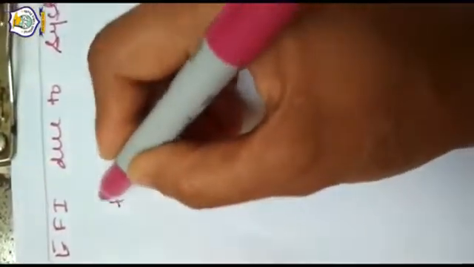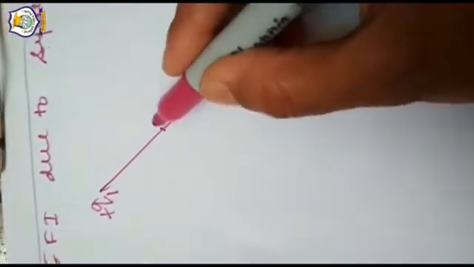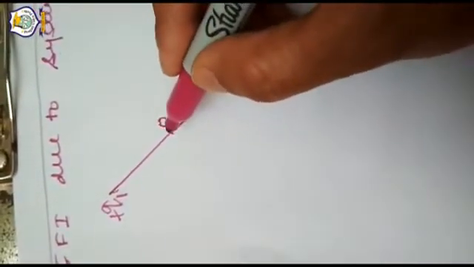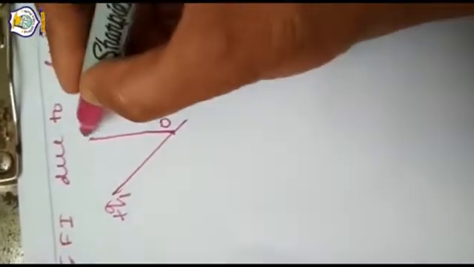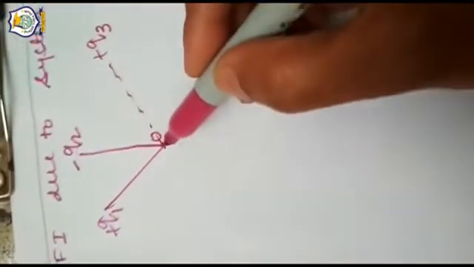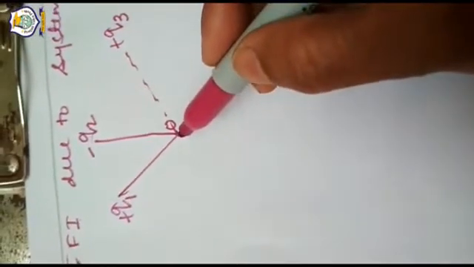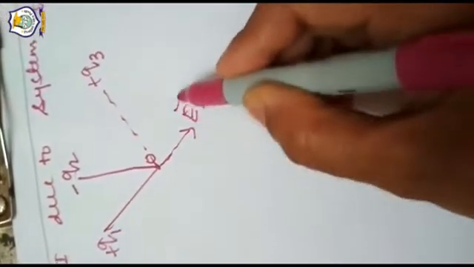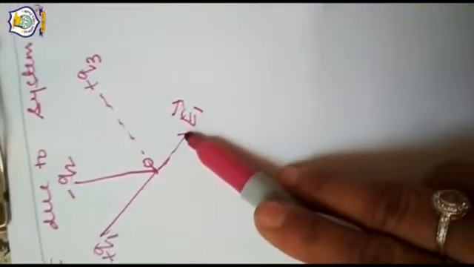Suppose we have a number of charges, plus Q1, and we have to find the intensity at point O, and here we have another charge minus Q2, here we have plus Q3, then we have to find the total intensity at point O. So first let's find out the direction of electric field intensity due to plus Q1. See, it will be away from Q1, right? So this is the arrow.